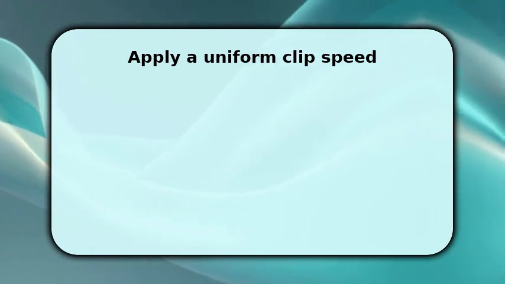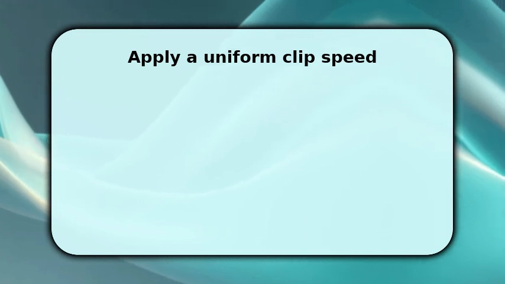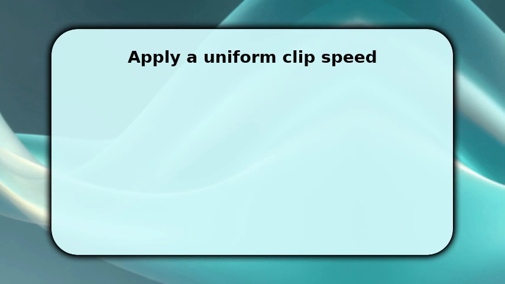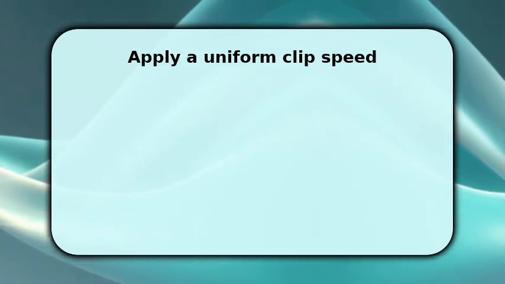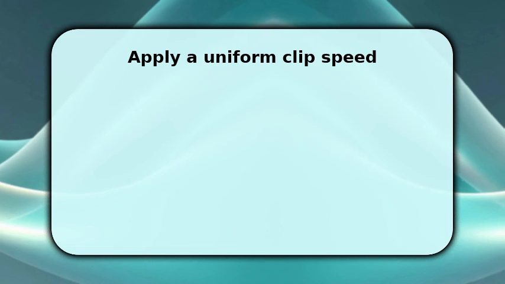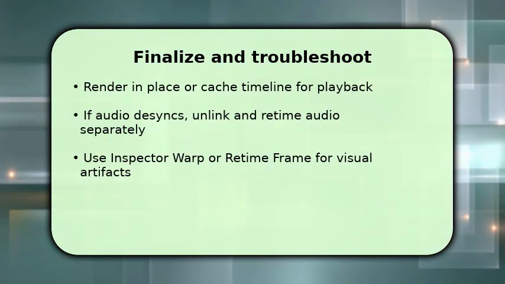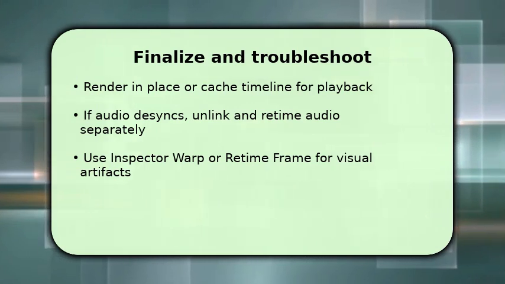Make sure to enable Ripple Sequence if you want later clips to move automatically, and pick Optical Flow for smoother motion when slowing footage. Once applied, scrub the timeline to confirm timing and tweak individual clips if one needs minor adjustments. Now finalize by rendering in place or building optimized media to preview the retimed clips at full speed.